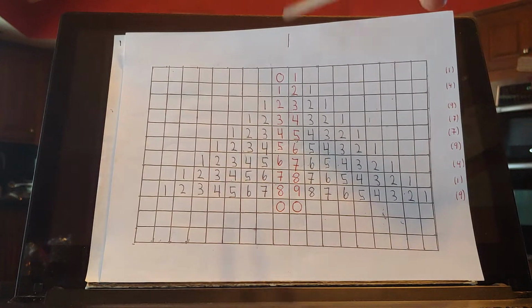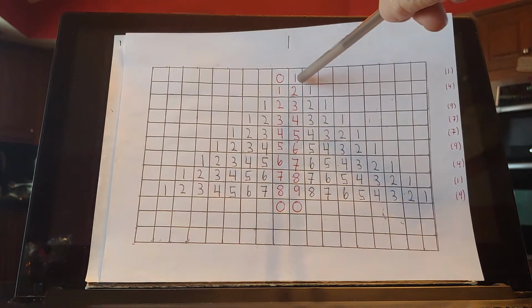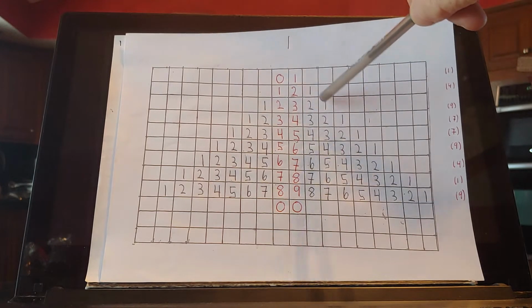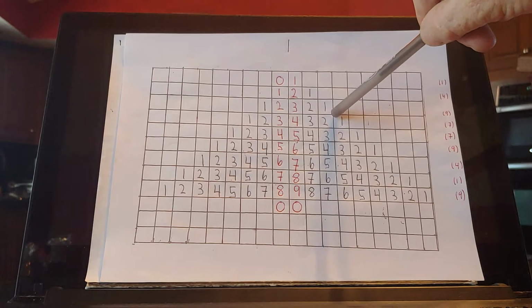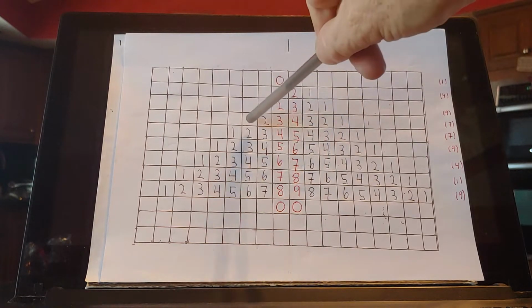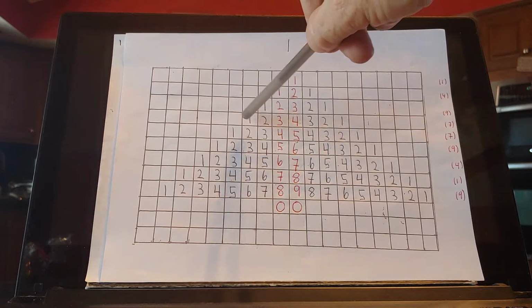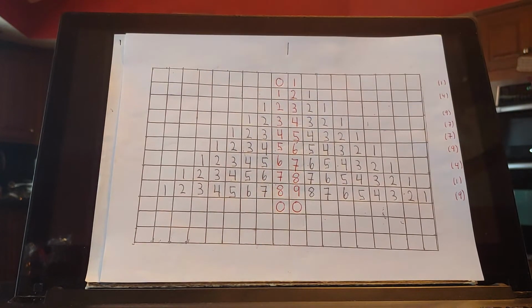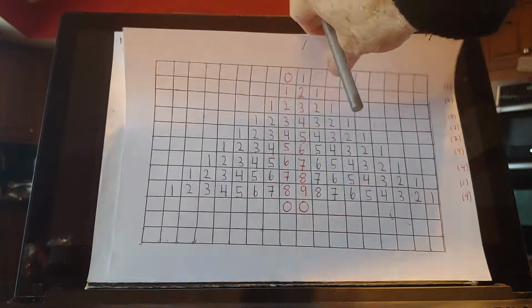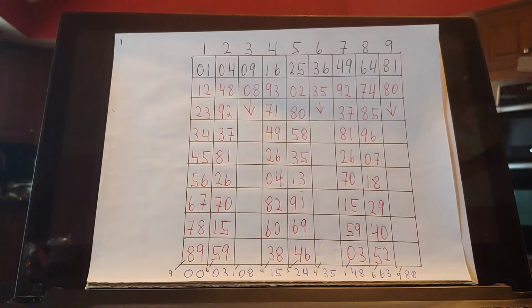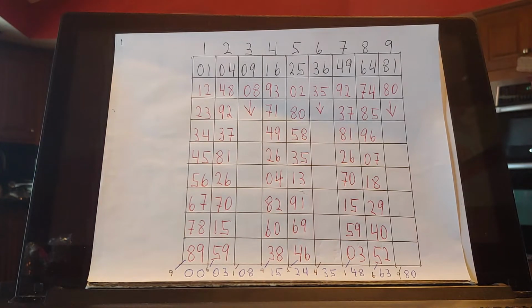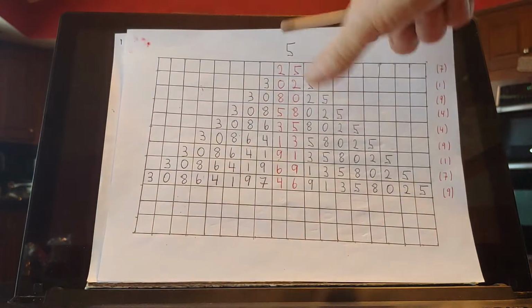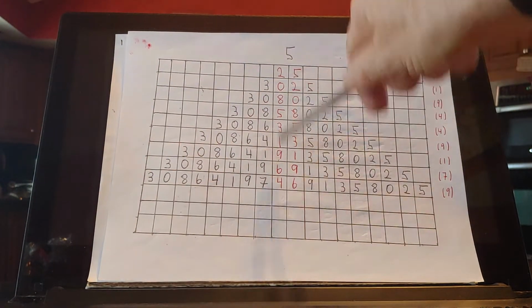For instance, 1 squared is 1, 11 squared is 121, 111 squared is 12321, 1111 squared is 1234321. So we see that pattern, and by using it I can arrange these columns, because in the middle of those numbers you will see that this column in red emerges.